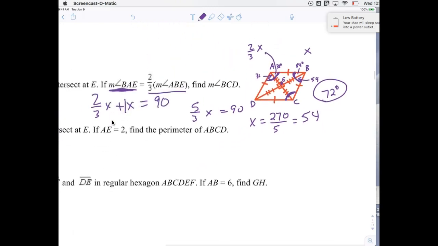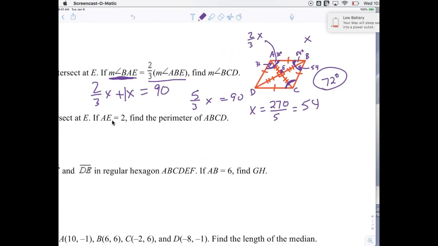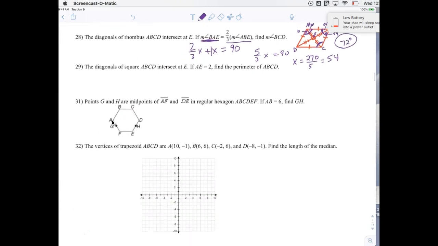I'm telling you, if you're not drawing things out, you're not visualizing, it's going to be tricky. All right. Somebody else on this page.